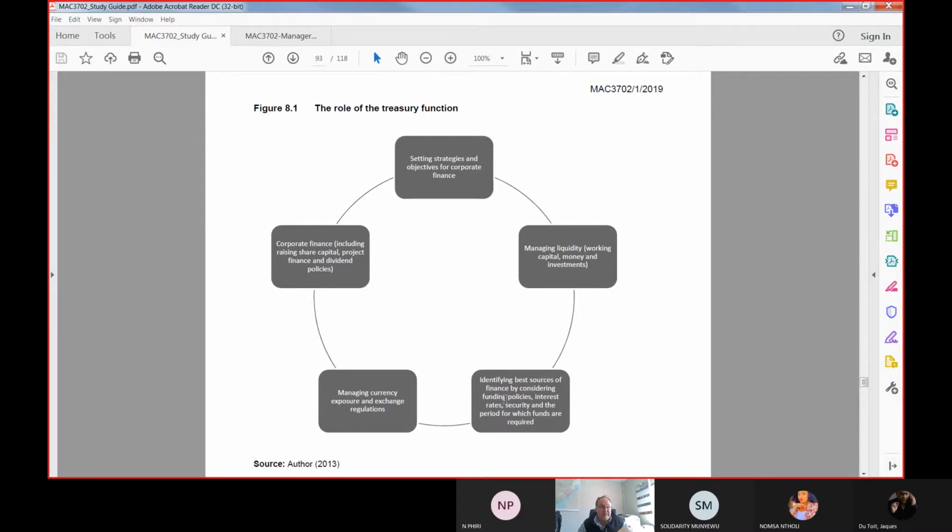Then moving forward to step number 3, I'm doing the clockwise scenario. I did setting up the strategies, managing liquidity. Number 3, identify the best source of finance by considering the fund policy, interest rate, security, and period for which the funds are required. So here we have pinpointed before, debt is a good source of finance. Equity too. Although equity can become expensive and long-term, debt has its advantages and disadvantages. One of the major disadvantages is that you have to pay that debt back, and that is a capital repayment, which takes strain in the business.